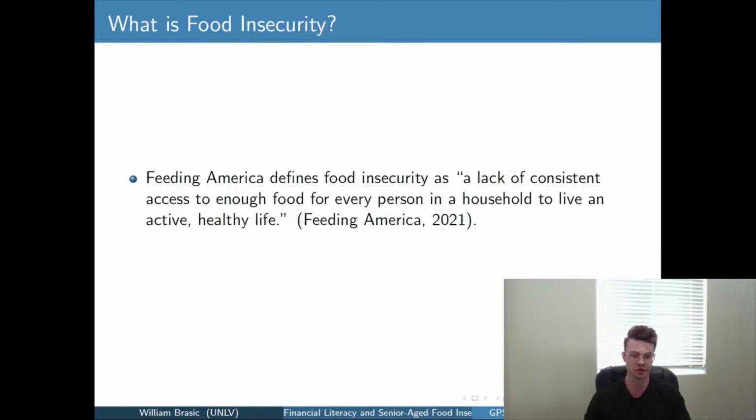So what exactly is food insecurity? I feel like it's a term that gets thrown around a lot, but a lot of people don't exactly know what it is. Here's a formal definition by Feeding America: a lack of consistent access to enough food for every person in a household to live an active and healthy life. So essentially, if you go into your fridge and you don't have enough food to feed your family, that will be someone that's food insecure.